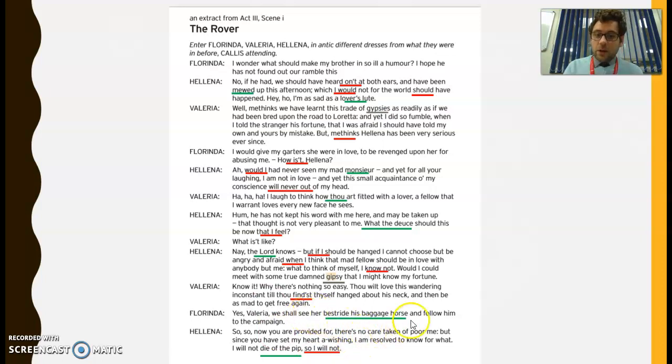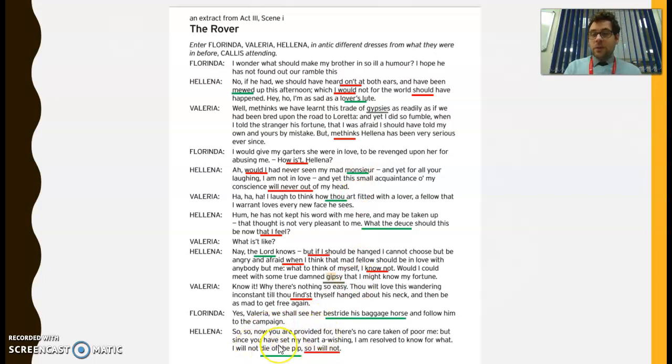"Valeria, we shall see her bestride his baggage horse." So again, the archaic word bestride. We might still say astride maybe, but bestride. But again, bestride the baggage horse. So again, it very much marks his text as pre-industrial, doesn't it? Because why would you have a baggage horse? Well, because you've not got a car or a train or a carriage or whatever. So it dates the text in that sense, that was a mark of kind of class and superiority, as well as the monsieur.